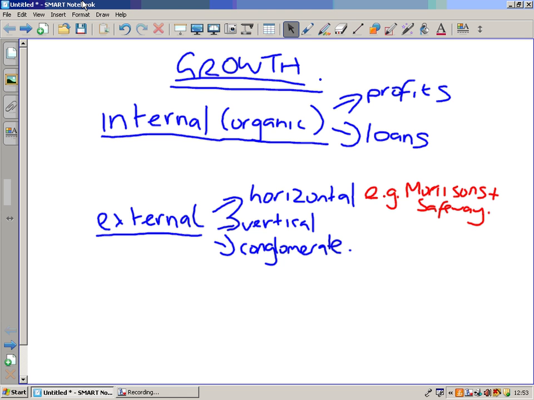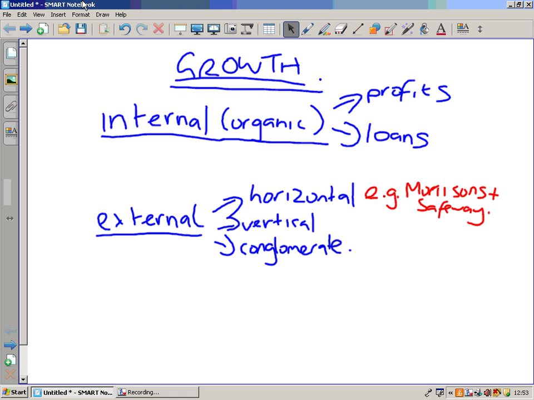Other problem with internal growth, it can be quite slow. You're having to fund all the expansion yourself. It could also mean that a lack of funds might slow that growth process. External growth, main benefit, well, it's instant. You expand your market share instantly.